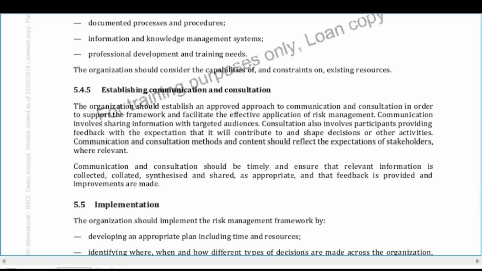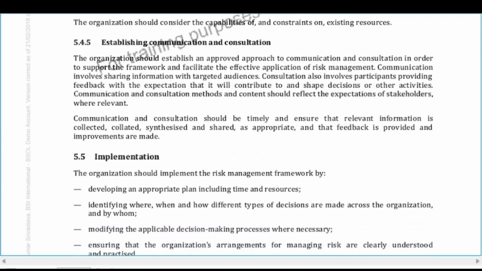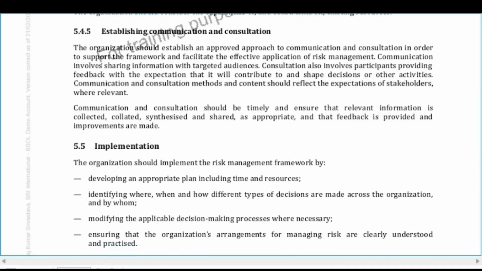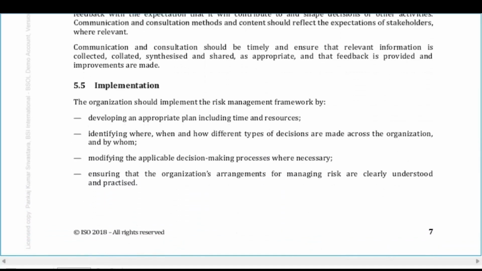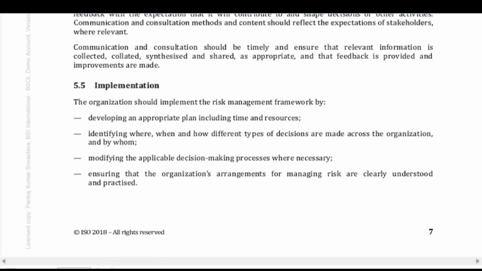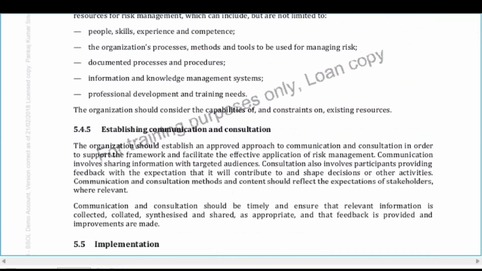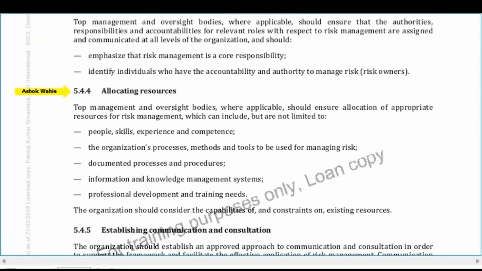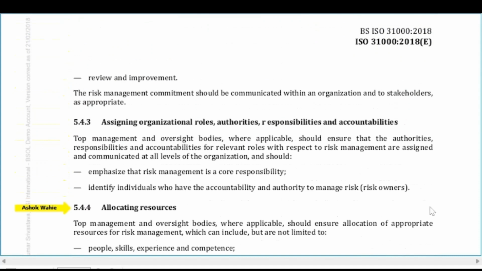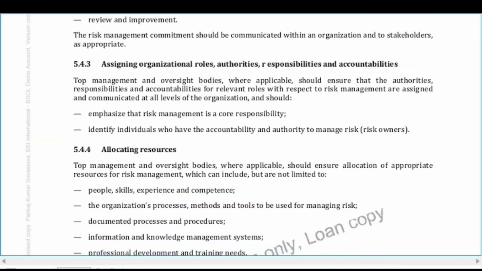Then how have you identified the training needs for professional development for managing risk? You need to consider what your capabilities and your constraints are. That means do a SWOT analysis. What are your strengths? What are your weaknesses related to threats and opportunities? Okay. Any question related to 5.4.4? Now we will read 5.4.5. Please, everybody, go read it.